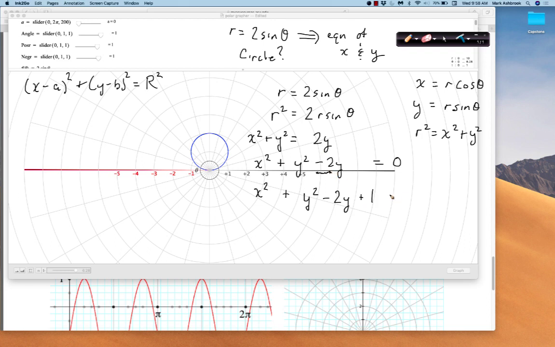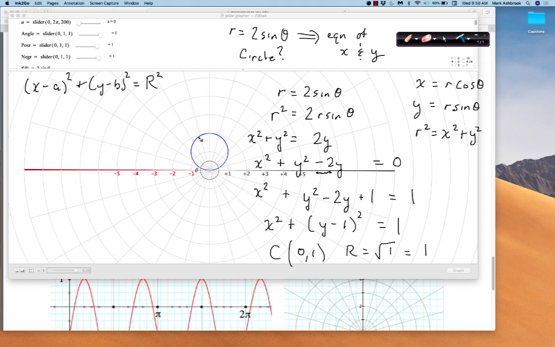Squared is positive 1. But if I add 1 on the left, I have to add 1 on the right to keep it equal. And now I've got x squared plus (y minus 1) squared. There's my perfect square: (y minus 1) squared equals 1. Does it match? Center is (0, 1). Radius, the square root of 1, because that 1 is actually radius squared. That right-hand side is radius squared. So does that match?